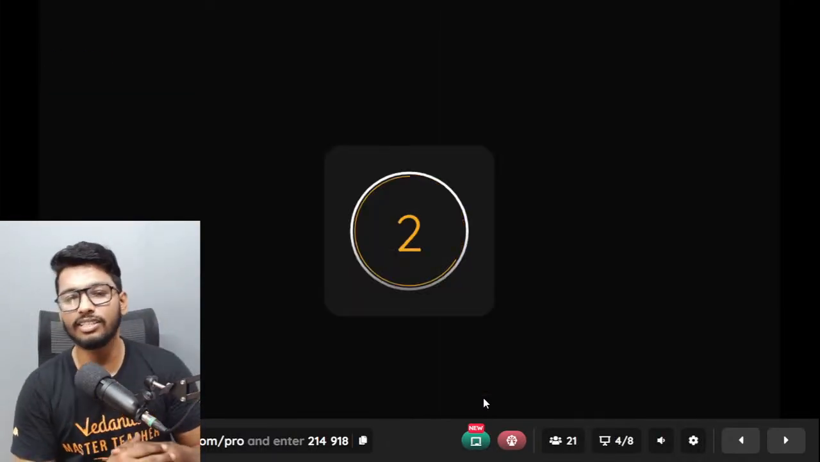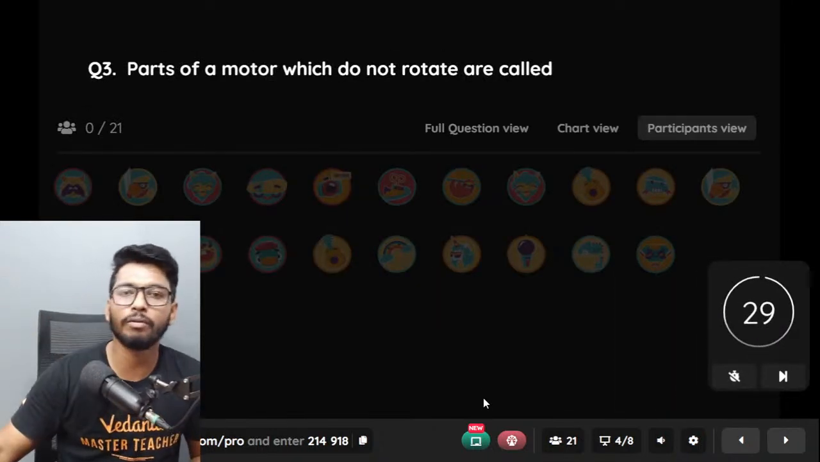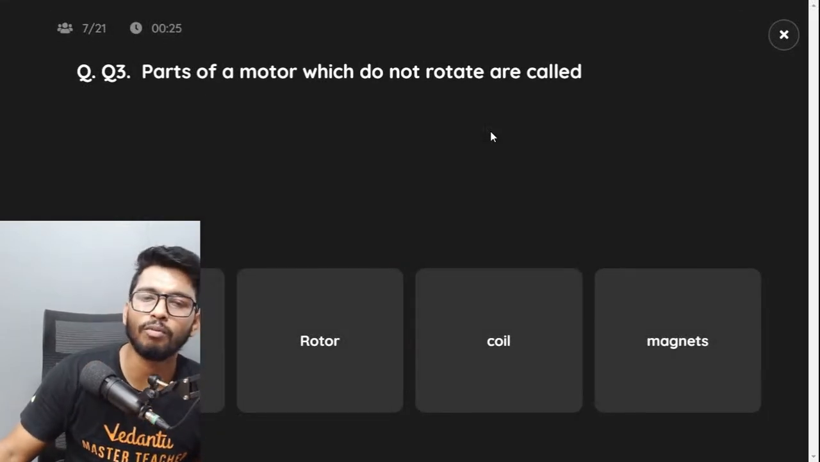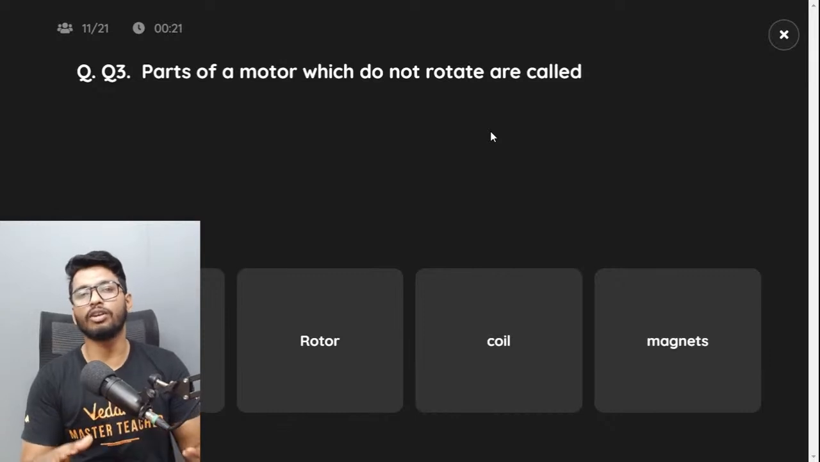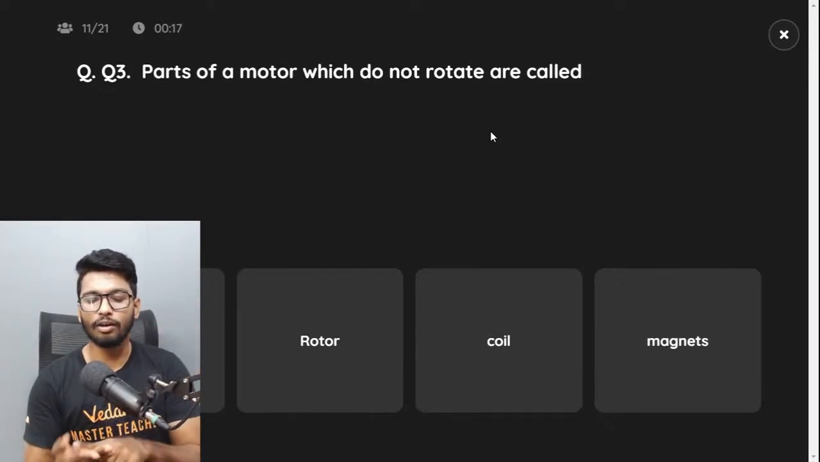All right, moving on, guys, to the third question. All these questions we're going to take part in are based on what we studied today. So here we go. Parts of a motor which do not rotate are called what? What are the parts of a motor, like a DC motor, which do not rotate? Are they called stators, rotors, coil or magnets? Let's go.